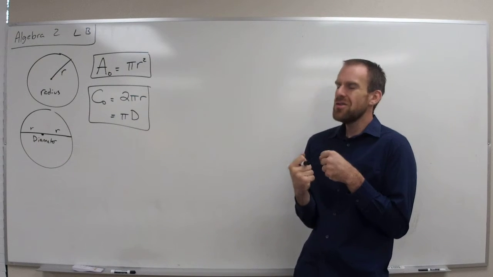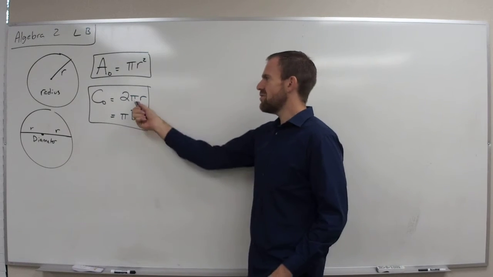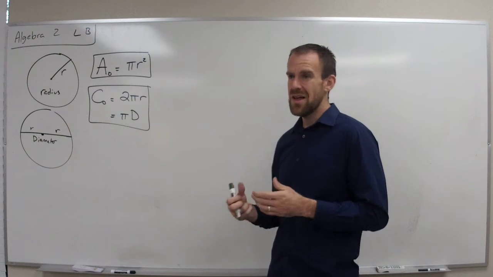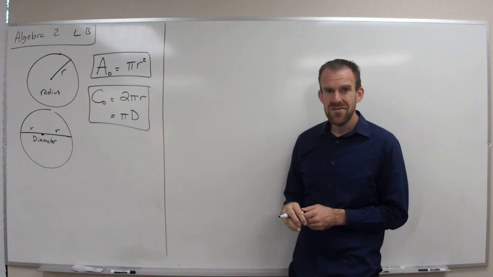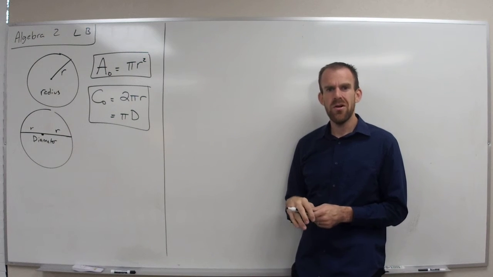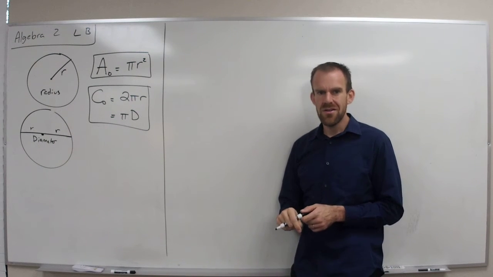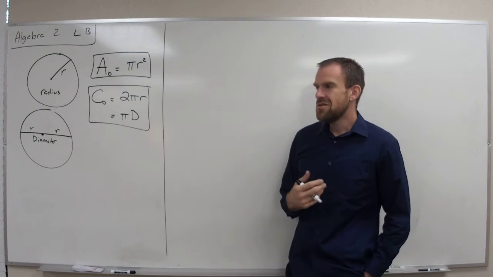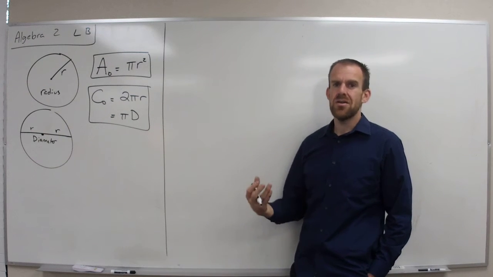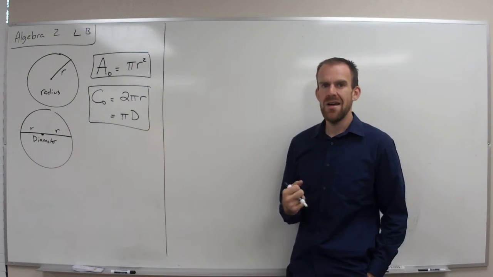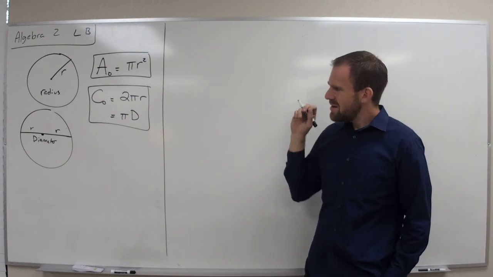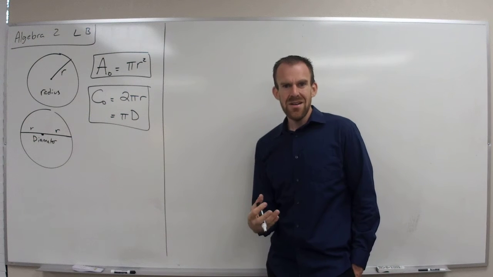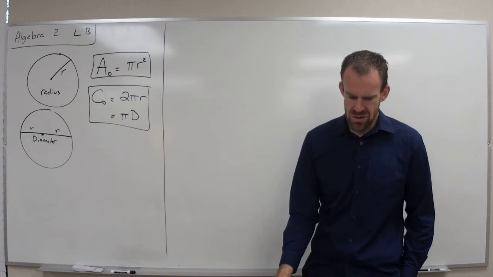I would highly encourage you to never, ever, ever plug in 3.14 ever again for the rest of your life. To check your answers in the back of the book, you might have to plug in 3.14 or plug in the little pi button on your calculator. But for any work that you turn in to me, like your tests, I would encourage you to leave it in terms of pi. Do not plug in the number, just treat it as a variable, because that is a more accurate answer to your problem.